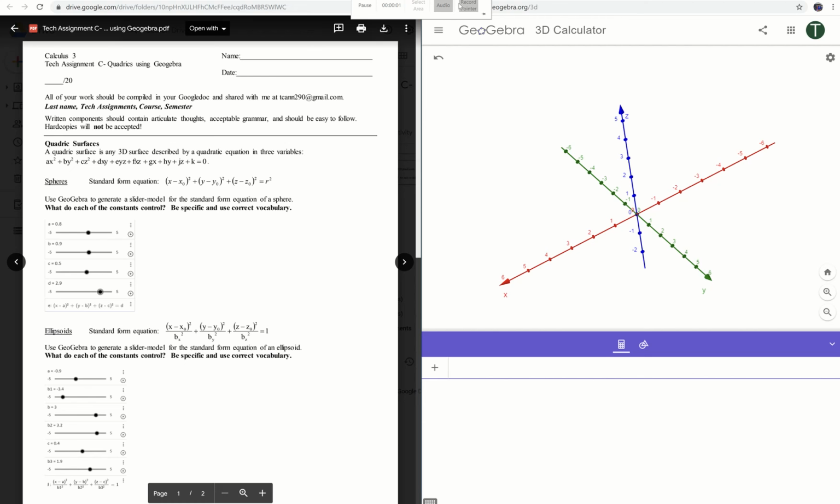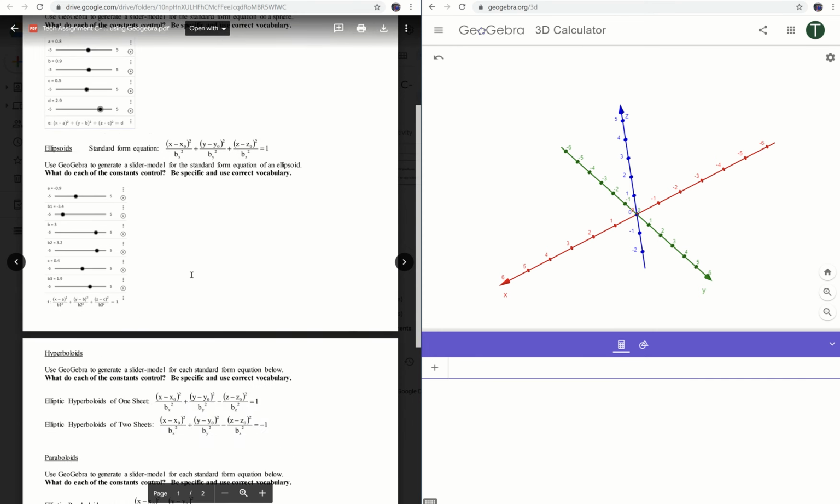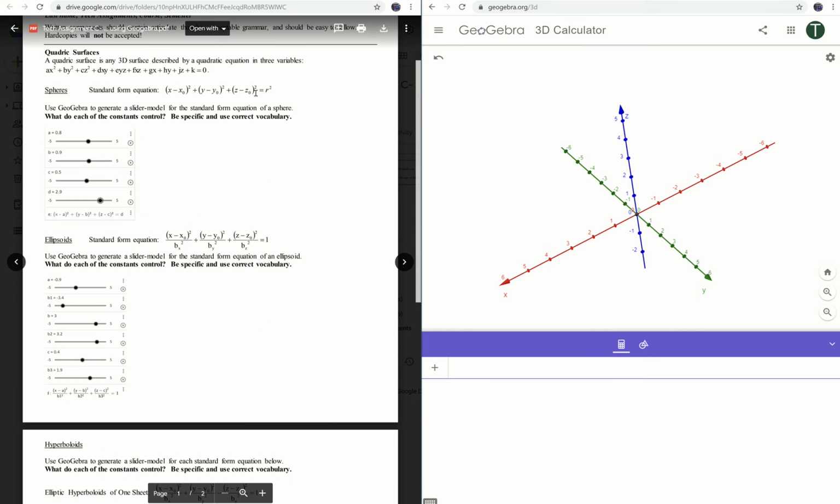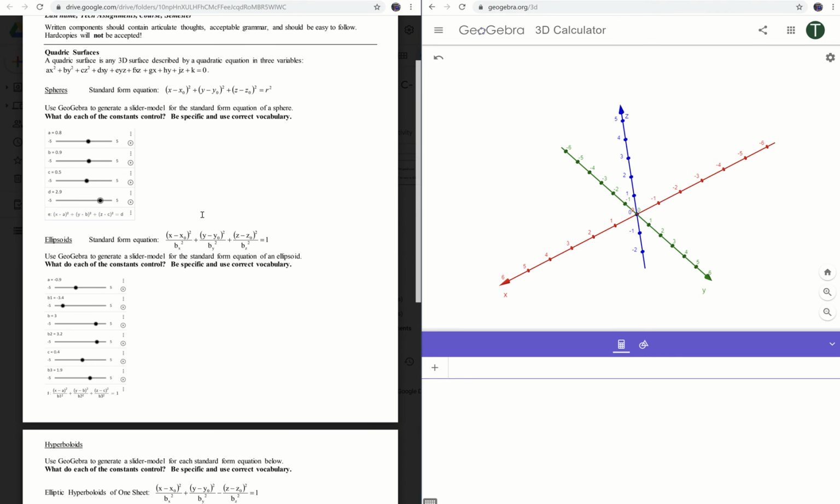It's pretty straightforward. It's just a matter of getting your variables accounted for the right way, and you'll see as we go just what that really amounts to. But I gave you the screenshots of pretty much what I'm looking for as you go through this. So the general form for a sphere uses subscripts, but subscripts are a pain when it comes to GeoGebra, so we tend not to.